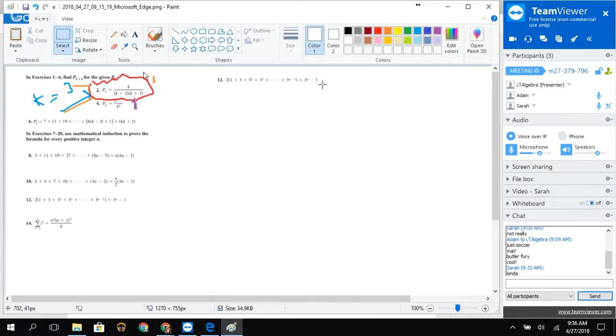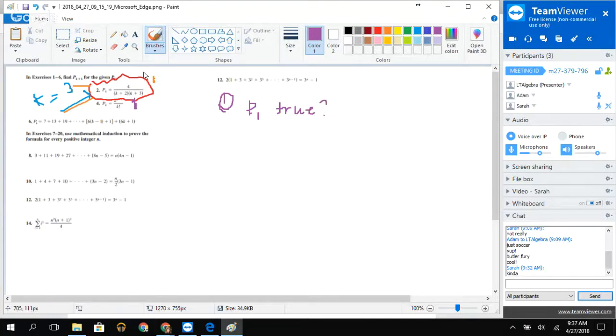Okay, so that's what they're proposing is true. You could play around with a calculator to see if it's true for the first so many terms. But we're going to use mathematical induction to prove that it's true. So the first step in mathematical induction is to find out if the first term is true. So is my P sub 1 true?